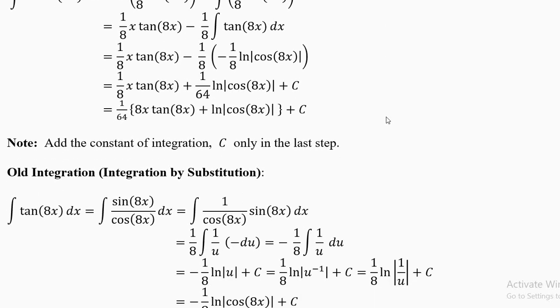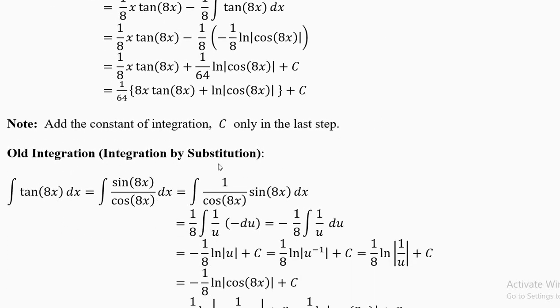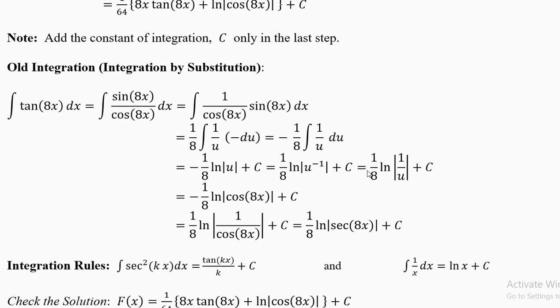Do not panic. Again use integration by substitution in the margin. Tan 8x is sine 8x by cos 8x, u equal to cos 8x, because the derivative of u is minus sine 8x and that minus will go out. That's not a problem. So your integration will be minus 1 over 8 integration of 1 by u du. 1 by u means it's the power function and you cannot use the power formula because you cannot divide with 0. So you have to put the natural logarithm.